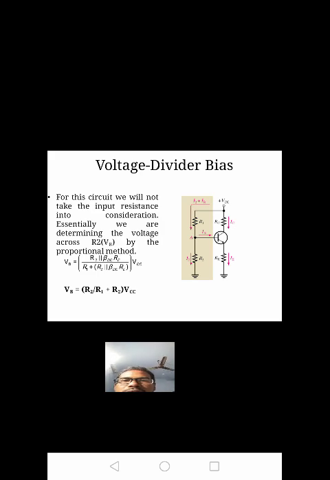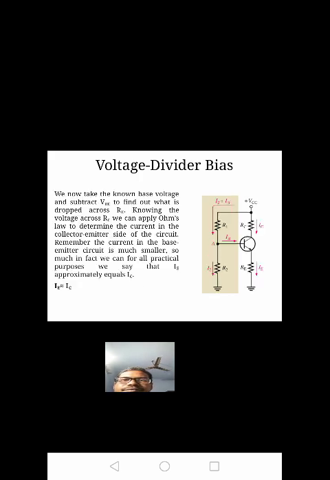Then after, we will add R1. Voltage dividing will take place. We are finding the voltage across the resistor R2, that's why R2 and beta DC times RE are in parallel. Then we apply the voltage divider rule, multiplying by VCC, the applied voltage. Here we get the base voltage VB equal to R2 divided by R1 plus R2, times VCC.